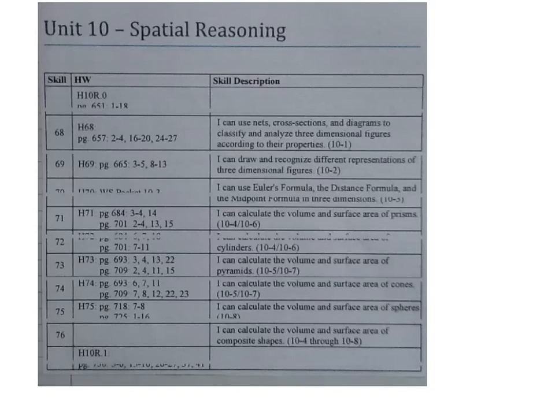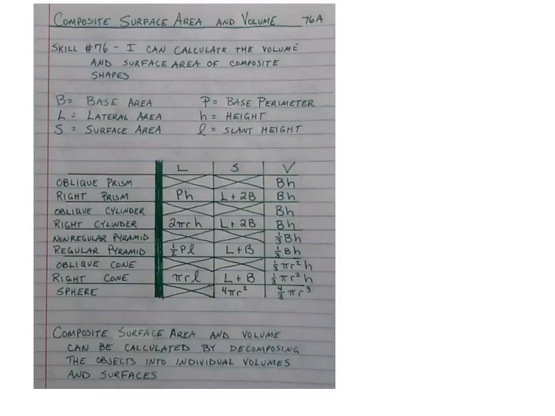For this skill you need to be successful with skills 71 to 75 because it requires volume and surface area calculations of all of the basic geometric volumes. Those volumes would be prism, cylinder, pyramid, cone, and sphere.